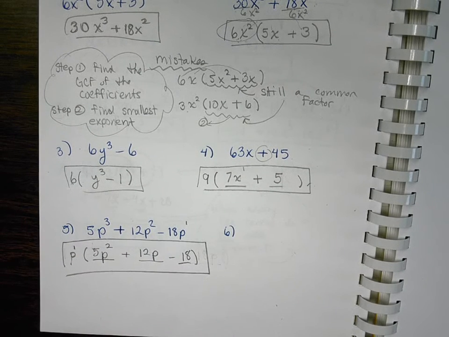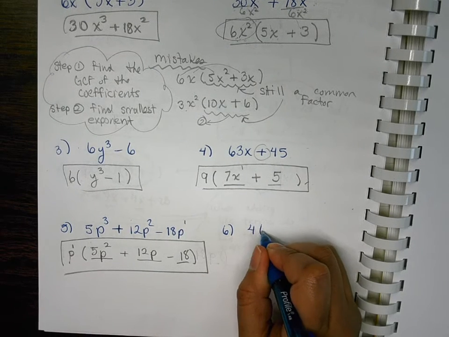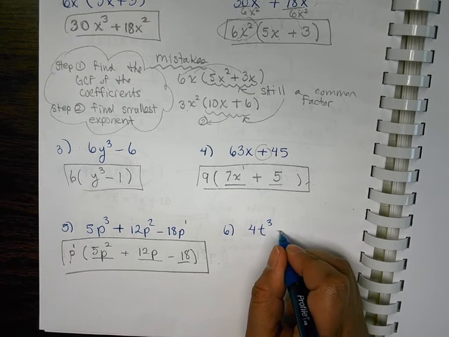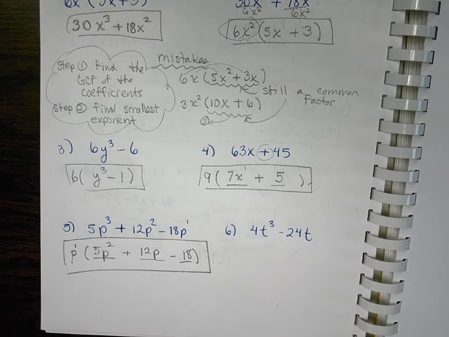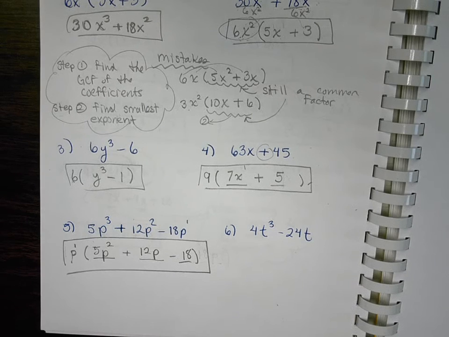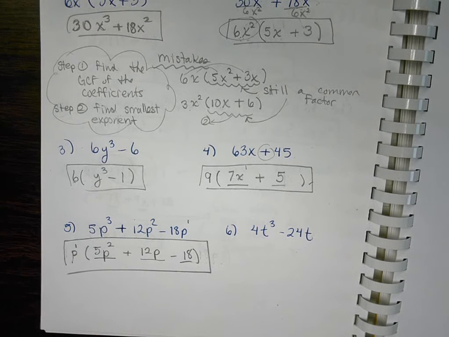Number 6. 4t to the third minus 24t. All right, let's look at our coefficients first. How many terms do we have here? 2. So look at your coefficients. What are my 2 coefficients? 4 and what? 24. So look for your greatest common factor.